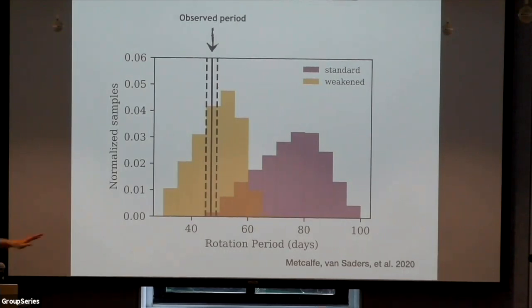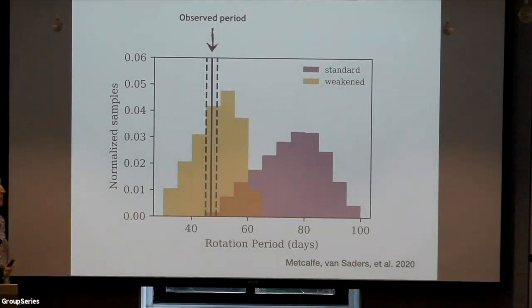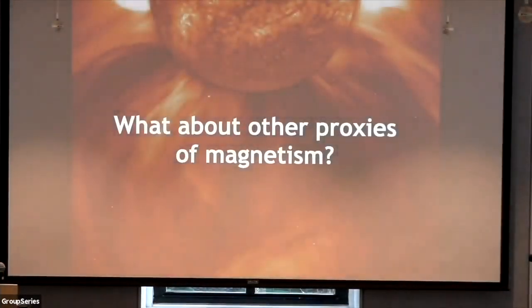Now, I'm being a little unfair here because I can torque the stellar evolutionary models and change assumptions about convection and move these guys around. But in any prescription, the standard case comes in longer than the weakened case, and I can move these guys around a little bit. So this is indicative.